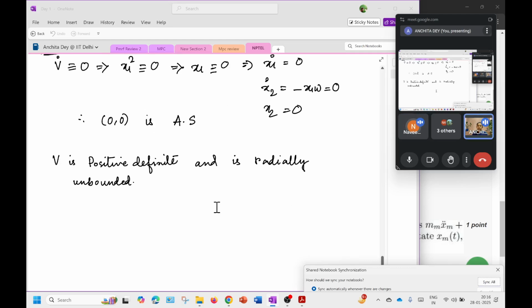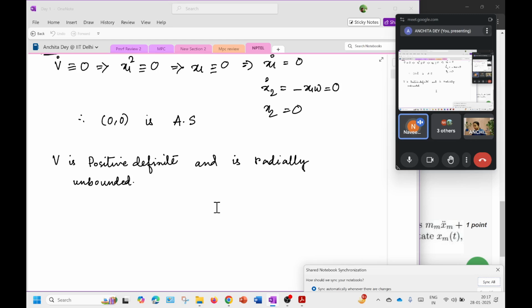So yeah, it's radially unbounded. It just means that suppose you have x1 square plus x2 square, which is a function that looks like a kind of a parabola in 3D. So basically, as your x1, x2 increases, it keeps on increasing and it goes towards infinity. So if x1, x2 goes to infinity, the function will go to infinity as well. So that's a radially unbounded function.